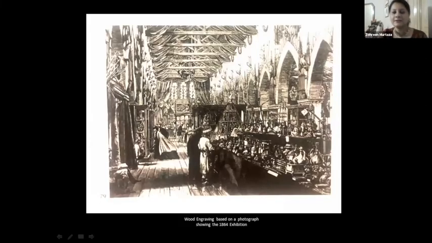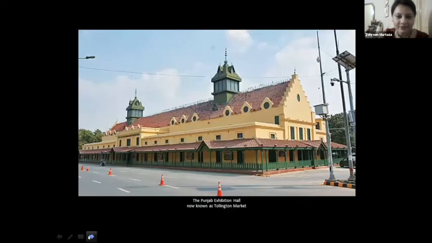Right. And so this is the interior of the exhibition as it took place. And this is an engraving. If we look at what it looks like today, this is Tollington Market today. And it's called Tollington Market because after partition, it became a wholesale livestock and fruit and vegetable market. And then later fell into disrepair, and then NCA has recently restored it and taken over it. But this is what the exterior looks like now.